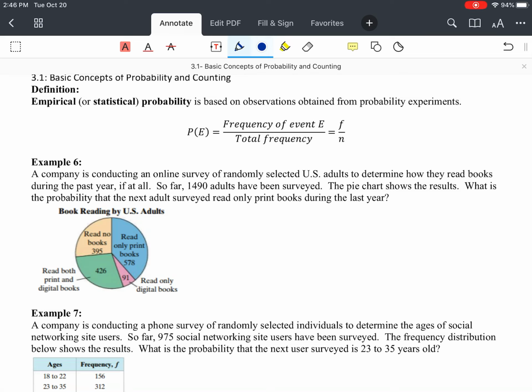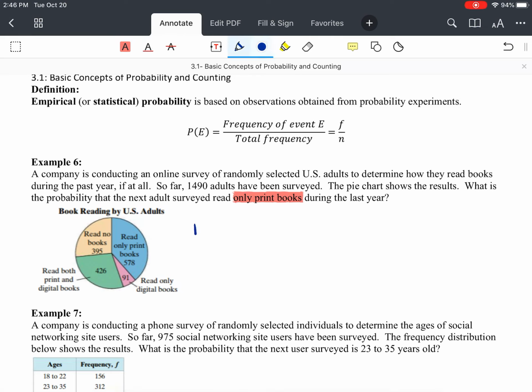So we have a company conducting an online survey of randomly selected U.S. adults to determine how they read books during the past year, if at all. So far, 1,490 adults have been surveyed. The pie chart shows the results. What is the probability that the next adult surveyed will read only print books during the last year?